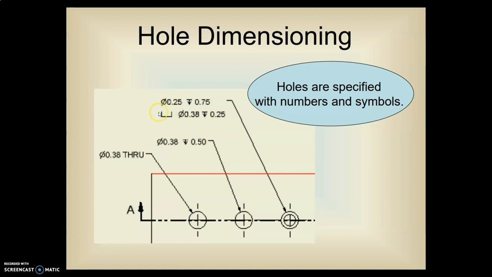Here we show this symbol here. That is a counterbore. We point to the largest circle. The first one is the diameter of the hole, that is the smaller one, then the depth of that. The next one tells us the outside. That is a counterbore. Here's the diameter and the depth of that.